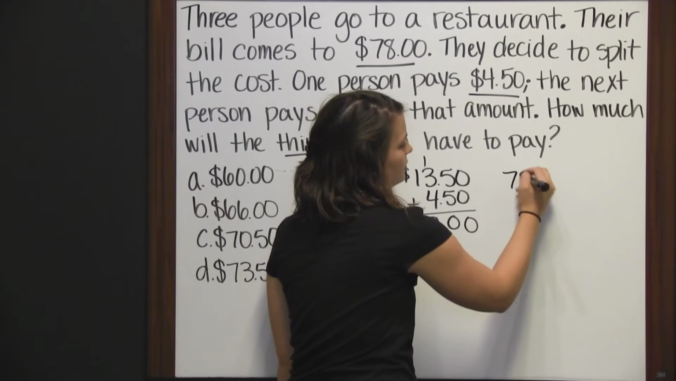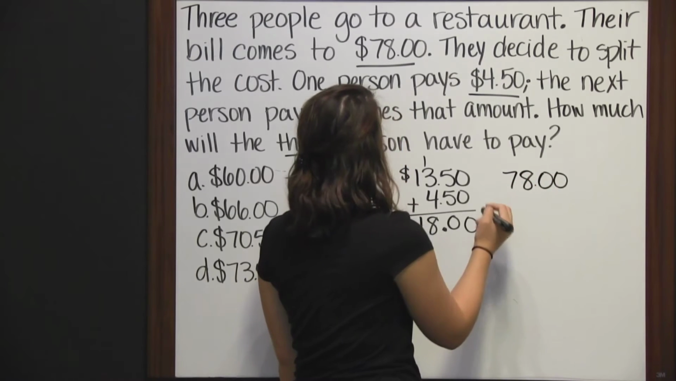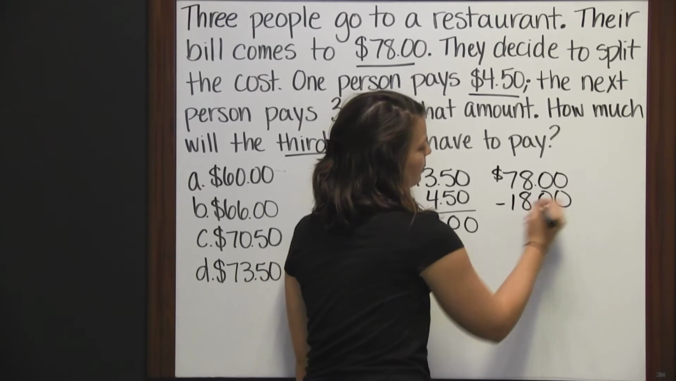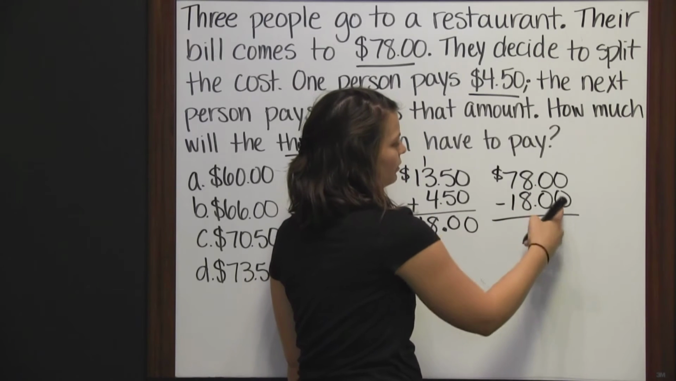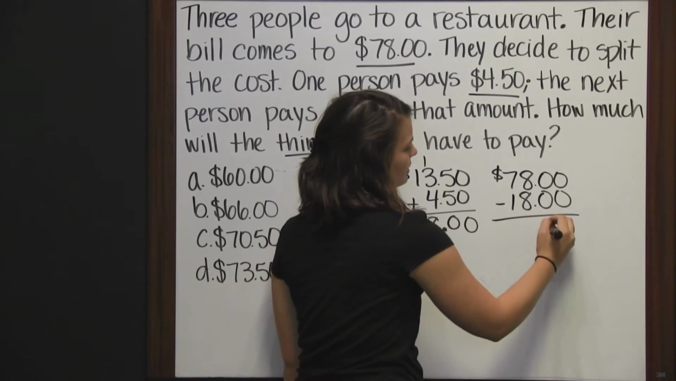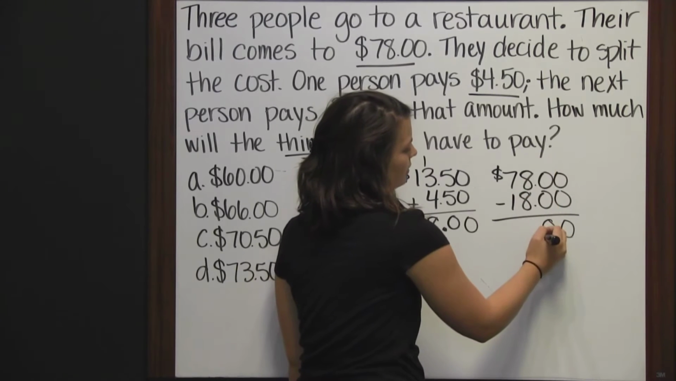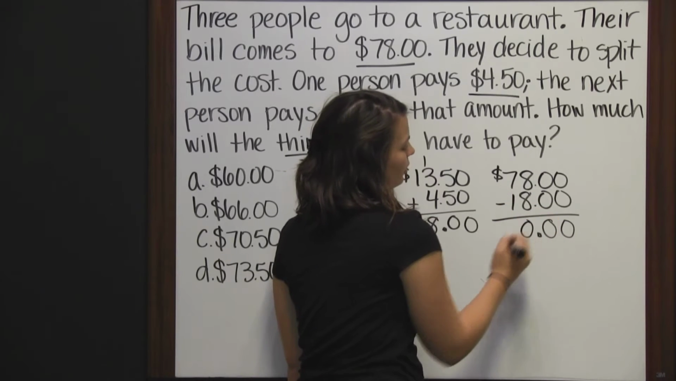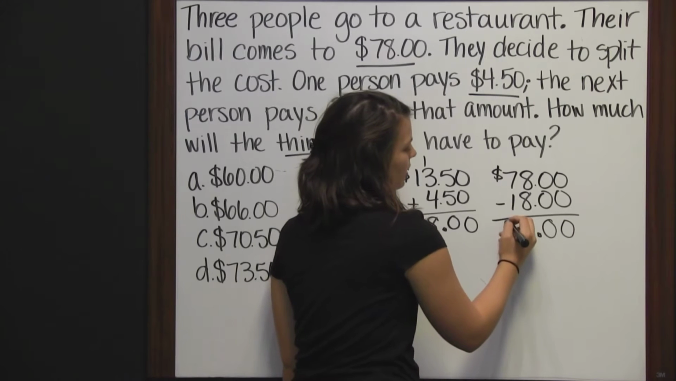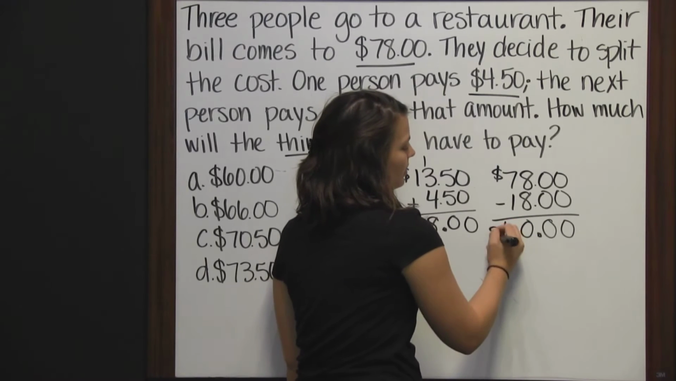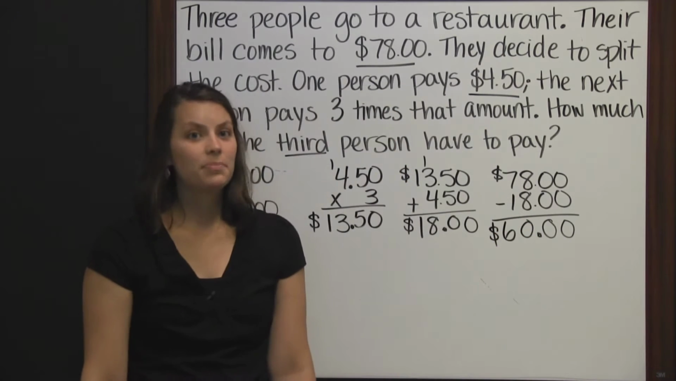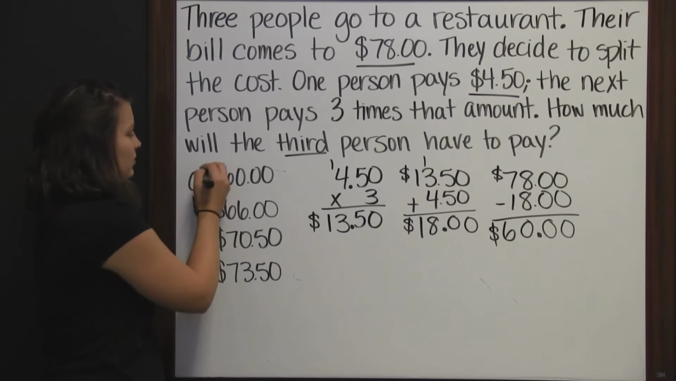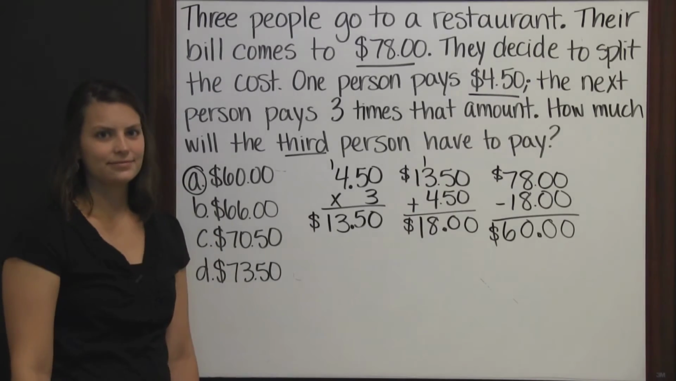Well, we just need to take the total, $78.00, and subtract how much was paid by the first two people. 0 minus 0 is 0, 0 minus 0 is 0. Bring down the decimal. And then 8 minus 8 is 0, and 7 minus 1 is 6. So that means that that third person got the biggest share of the bill. They'll have to pay $60, which is answer A.